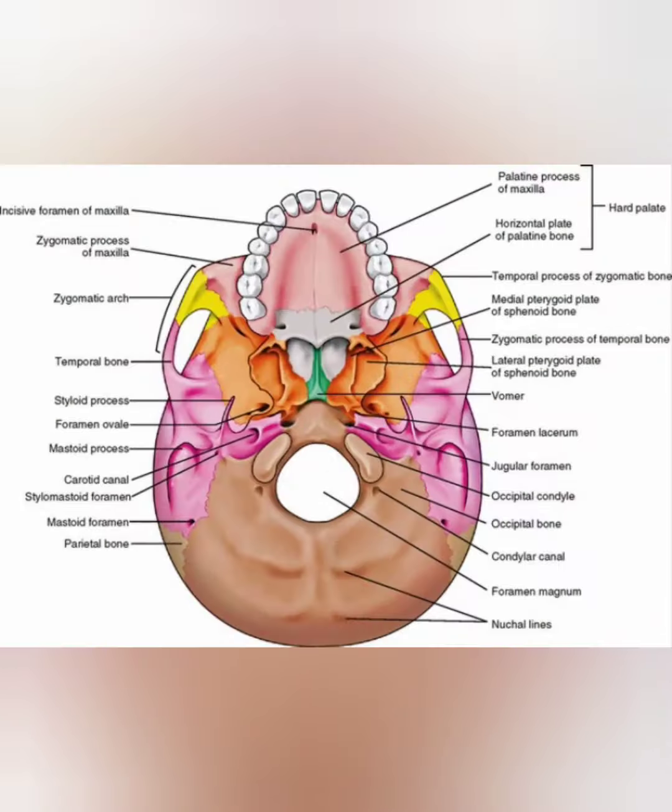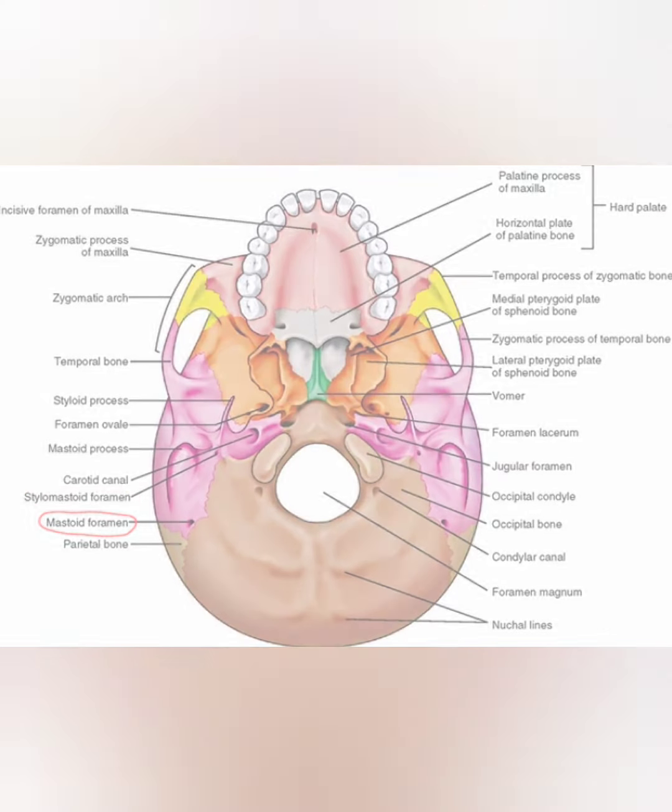Here we see is the norma basalis of skull. A few more foramens are there which should be known by all of you. Just a few more ones. This is the carotid canal. The carotid canal transmits the internal carotid artery along with the venous and sympathetic plexus around the artery. Next one, the stylomastoid foramen, which transmits the facial nerve.